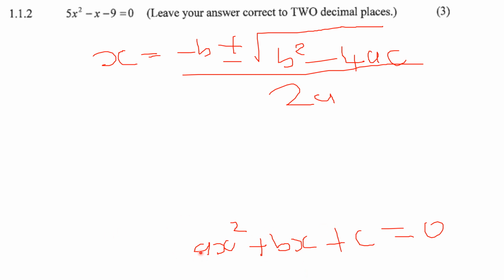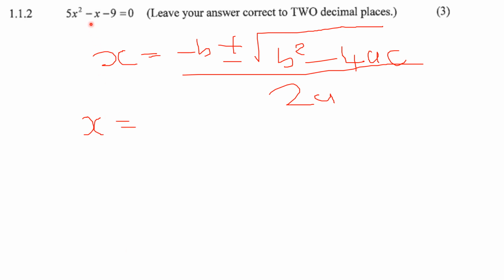So we just have to substitute the value of a in place of a, the value of b in place of b, c in place of c. Okay, I know you already know that. So now let's just substitute here. Okay, this is x, but now what is the value of b? The value of b is going to be -1. The coefficient of x is -1.